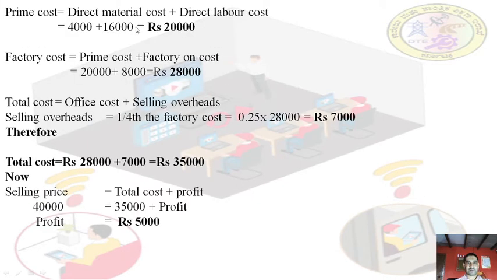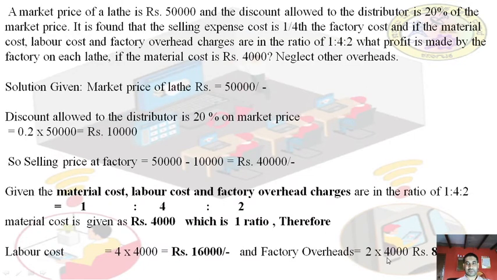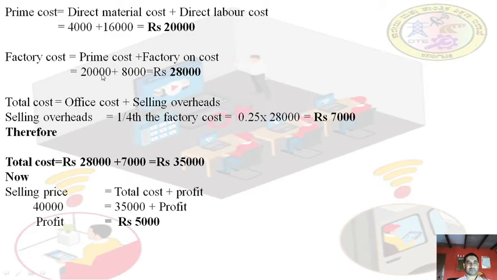So the labor cost is 16,000. If you add direct material cost and direct labor cost, you will get 20,000. That is your prime cost. The direct expense is not given, so it will be 20,000. Next, the factory cost. The factory cost is given by prime cost plus factory overheads. The prime cost is 20,000, and the factory overhead we have calculated, that is 2 times 4,000, which is 8,000. So 20,000 plus 8,000 is 28,000.